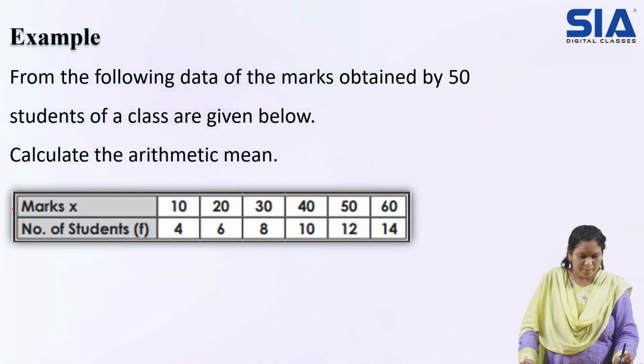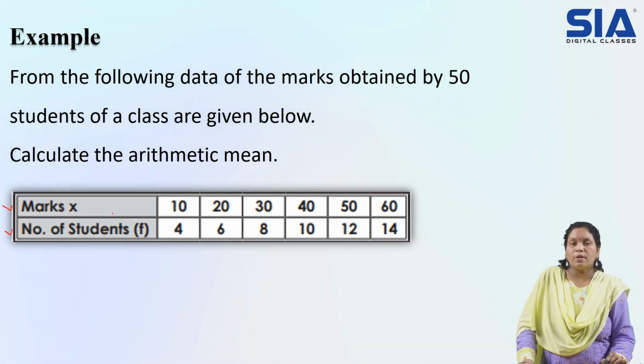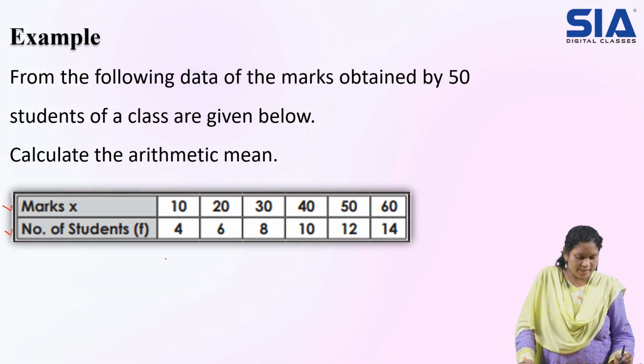So check out the example here. Marks of the students they have given and the number of students. So X and F, two rows we have. Some marks in a particular exam. They have done a particular exam, in that they got some marks, and how many students got those marks they have given. So X and F. Such a type of data we call discrete data.